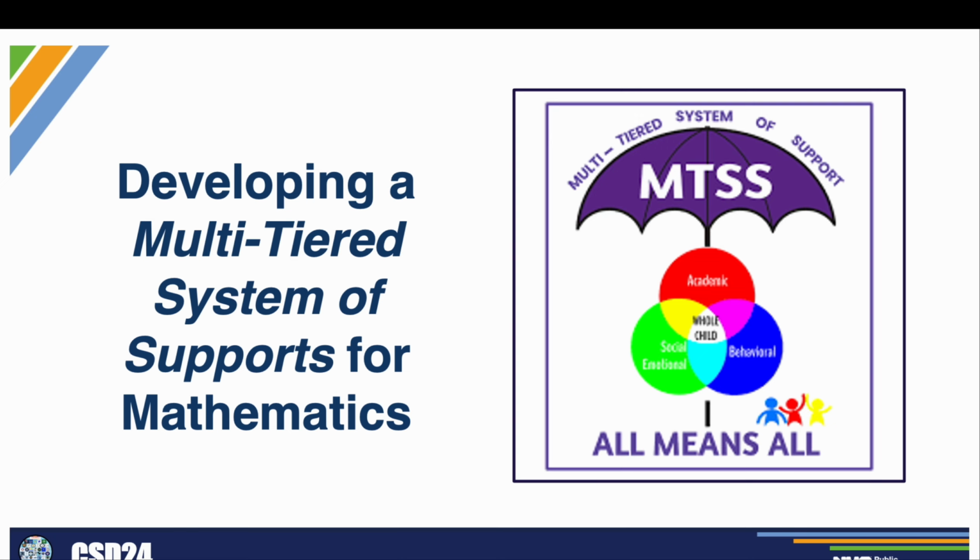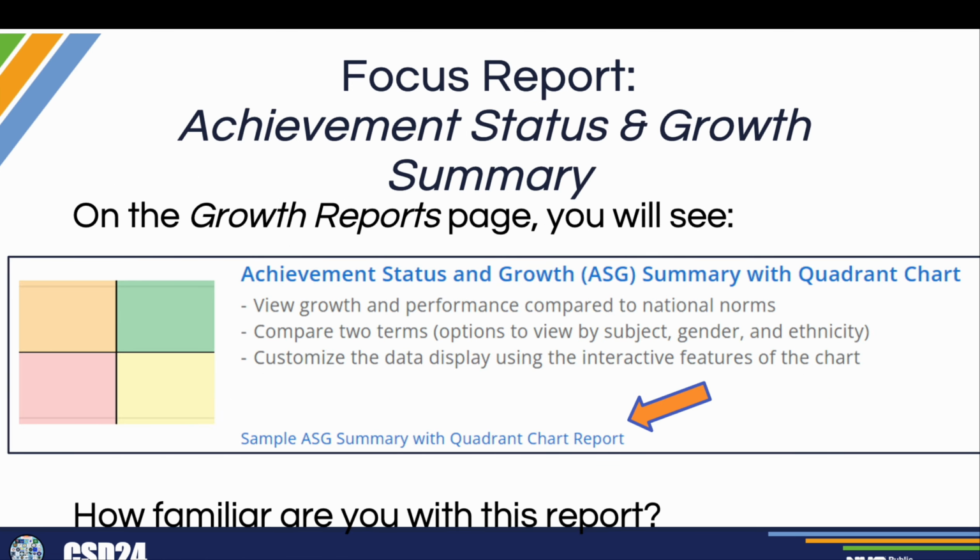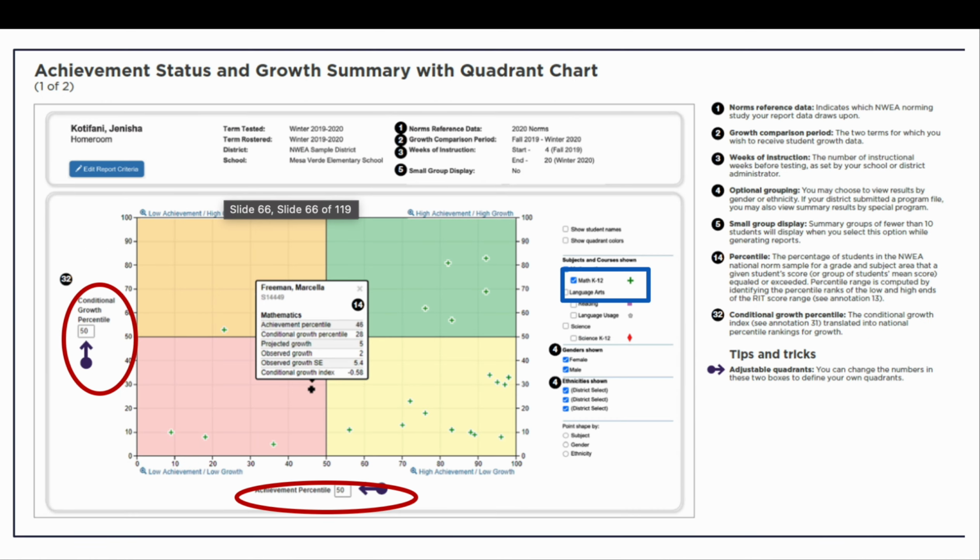The next thing we talked about was MTSS, which is something that we are using at our school. We want to pause and ponder about what assessments we're using for math, how are we collecting data, and I know that at 419 we've been using the IXL Diagnostics heavily for MTSS support to put kids in different groups, in different tiers. What we did at the math meeting was we looked at MAP data. So that's another way to group students, and the different colors represent different achievement status and growth within this quadrant chart. So that's another thing that we looked at.